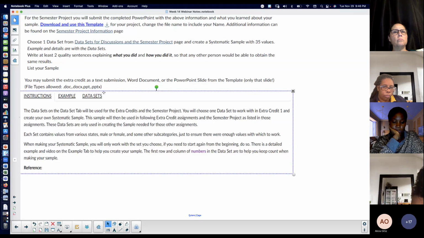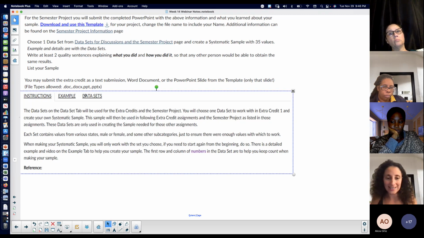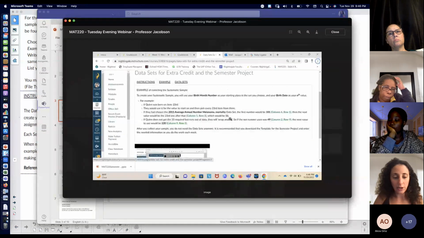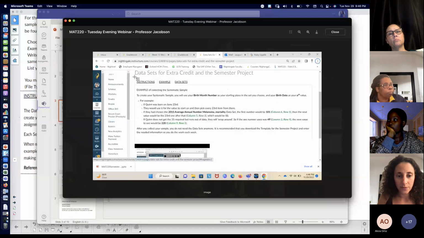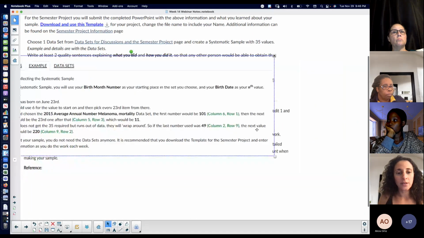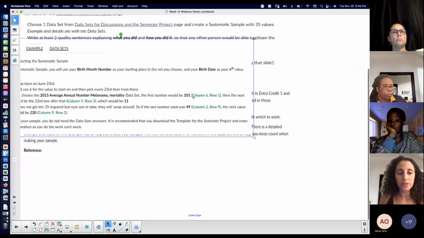If you want to get your data sets, you click data sets, and then there's even an example, which I'll put here too, an example as to how you're collecting the data, how you're doing the systematic sample. So you have a lot of information to help you, okay? So I clicked on example, and it showed me an example as to how I'm going to do the systematic sample.